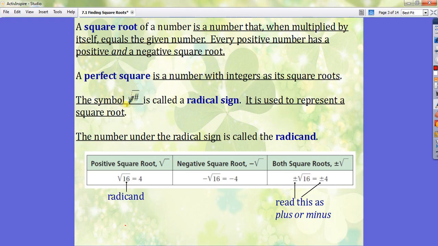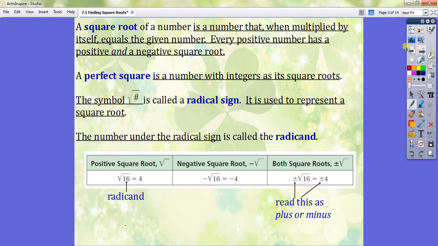This symbol that you all know, you call it the square root symbol. Yes, the symbol tells you to find the square root, but its actual name is the radical sign. And the number under the radical sign is called the radicand. And then this symbol right here you read as plus or minus, not positive and negative.